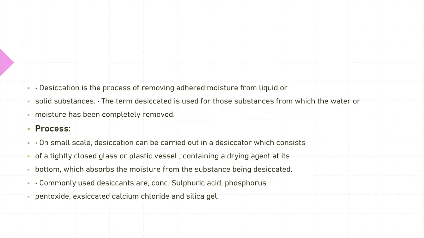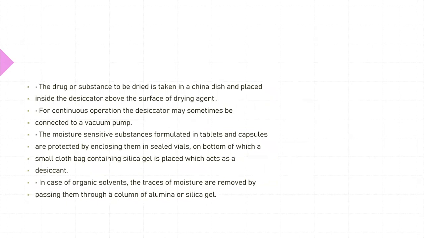On a small scale, desiccation can be carried out in a desiccator, which consists of a tightly closed glass or plastic vessel, as I've told you, containing a drying agent at its bottom, which absorbs the moisture from the substance being desiccated. Commonly used desiccants are concentrated sulfuric acid, phosphorus pentoxide, anhydrous calcium chloride, and silica gel. The drug or substance to be dried is taken in a china dish and placed inside the desiccator above the surface of the drying agent. For continuous operation, the desiccator may sometimes be connected to a vacuum pump. So the moisture which is coming out, you can remove those moisture contents with the vacuum.